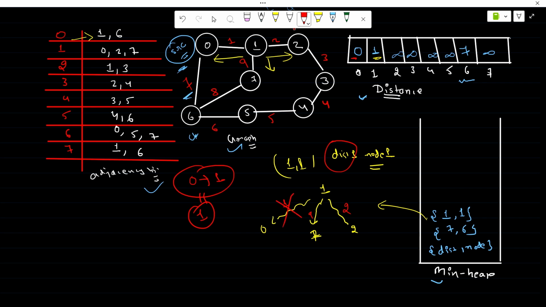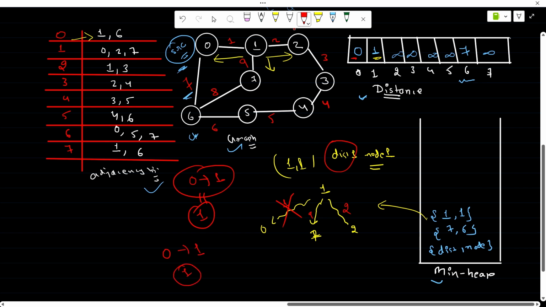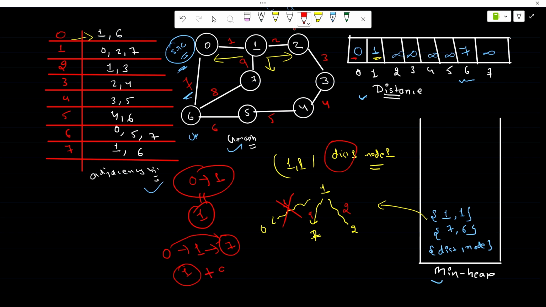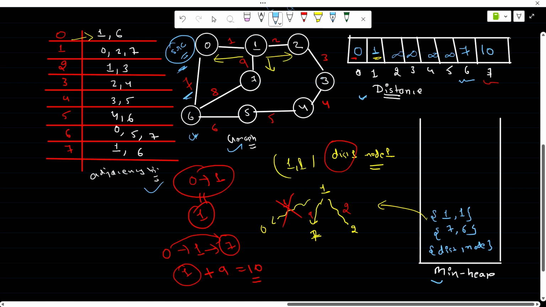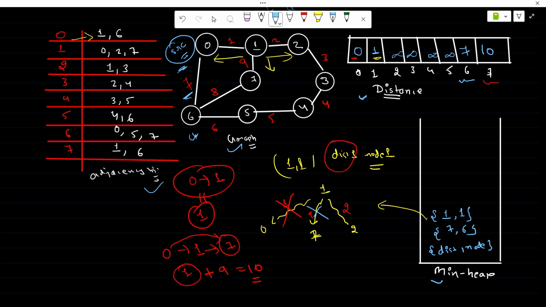Right. Now from 1 to 7, we can go from 0 to 1 at a minimum distance of 1. From 1, we go to 7. So we ultimately reach from 0 to 7 at a distance of 1 plus 9, which is 10. Right. But the current distance to reach 7 is infinity. So we will update it with 10. Okay. Right. So we are done with this.